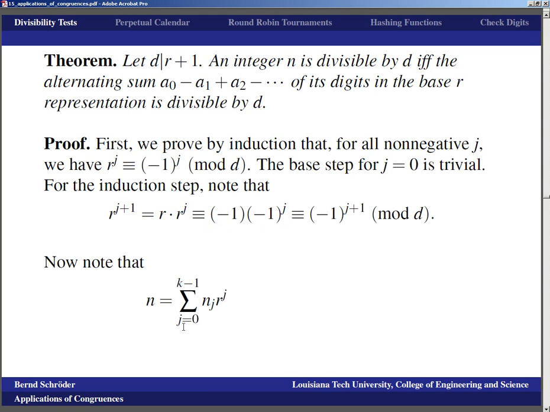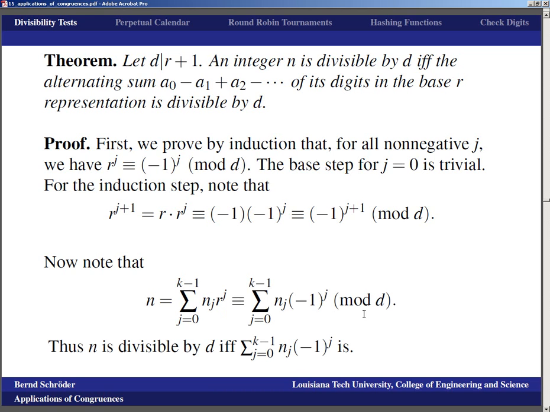And that means that if I take my number in the base r expansion, then that is equivalent to the alternating sum of the digits in the base r representation modulo d. And that means that n is divisible by d if and only if its alternating sum of base r digits is divisible by d. And that should be it for divisibility tests.